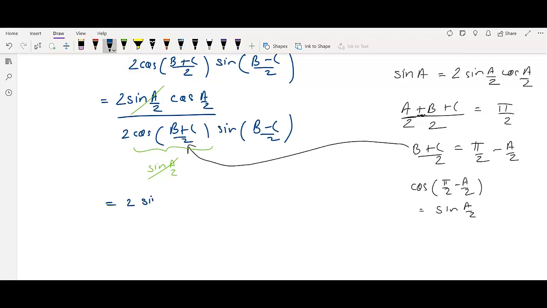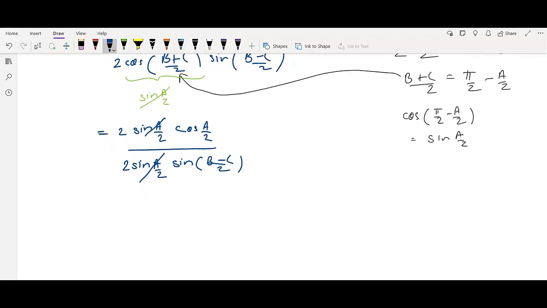2 sine a by 2 cos a by 2, 2 sine a by 2 sine of b minus c upon 2. Okay, so sine a by 2 will cancel out with the other sine a by 2 in the denominator.